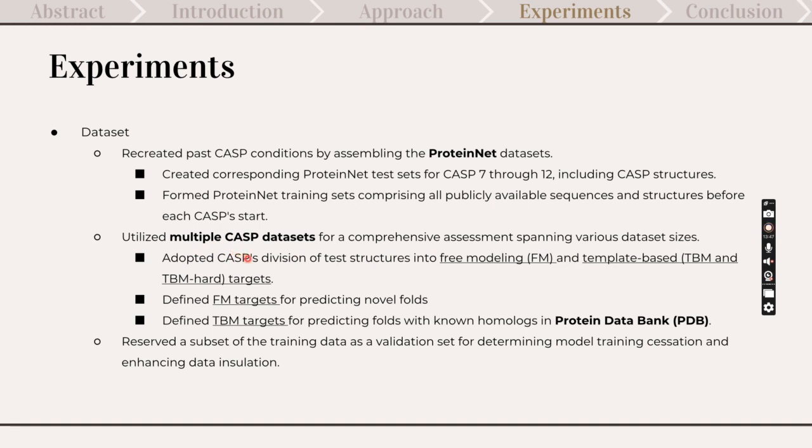To test this proposed method, they use two kinds of targets. One is free modeling, FM. The other is template-based modeling, TBM, and TBM hard targets. One of them is about predicting novel folds. The other is predicting folds that are already known in the Protein Data Bank. So I would say that the experiment utilizes two kinds of datasets, ProteinNet dataset and Protein Data Bank dataset, in CASP dataset style.